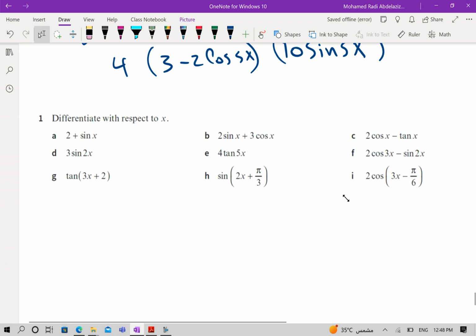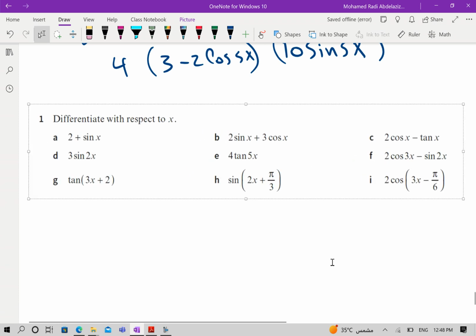Differentiate with respect to x, clear? Part A: differentiation of sine is cosine. Part B, leave 2: differentiation of sine is cosine. Leave 3: differentiation of cosine is negative sine. Part C, leave 2: cosine is minus sine.